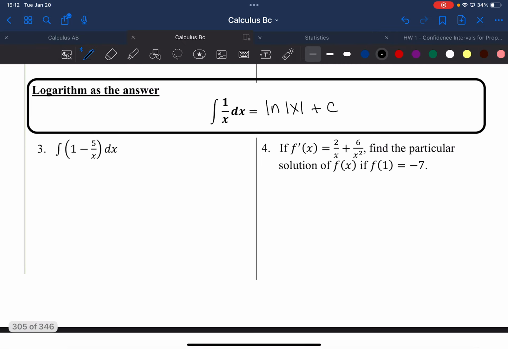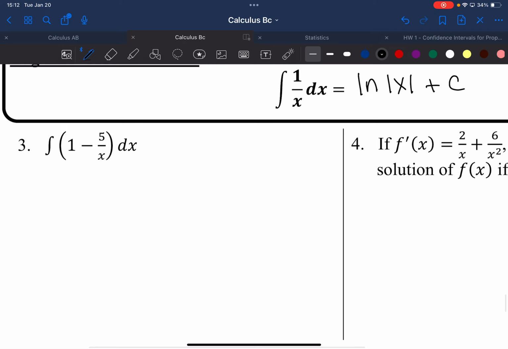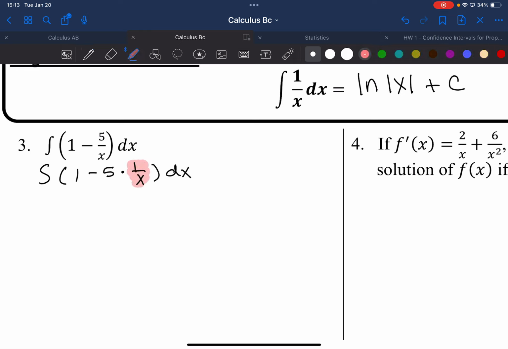Okay. So looking at number 3, the first thing I would do is, since we're dealing with the logarithm here, I know I need to have this in some integral where it has 1 over x. So technically I could rewrite this as the integral of 1 minus 5 times 1 over x dx. So I can visibly see the 1 over x here. And I know when I take that integral, it's going to turn into the natural log of x. So this is going to give me what as my answer?